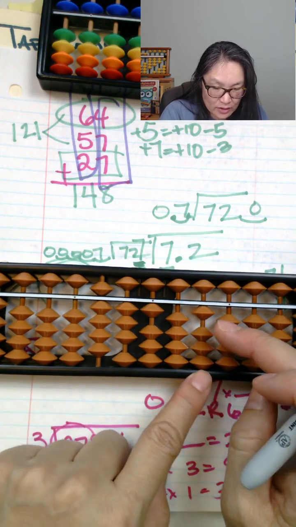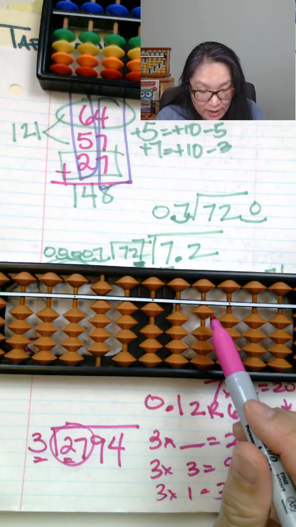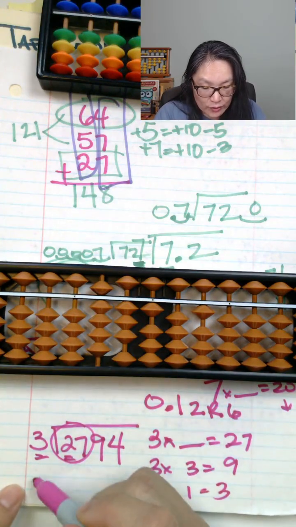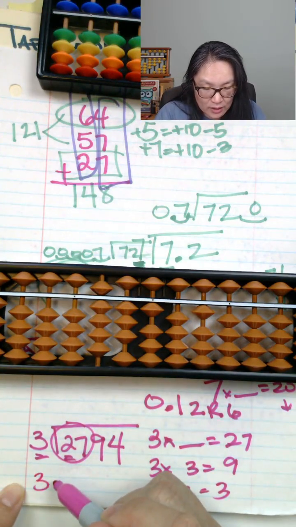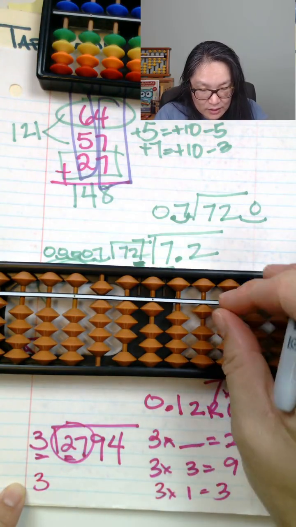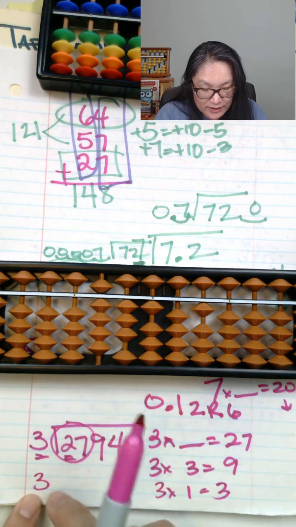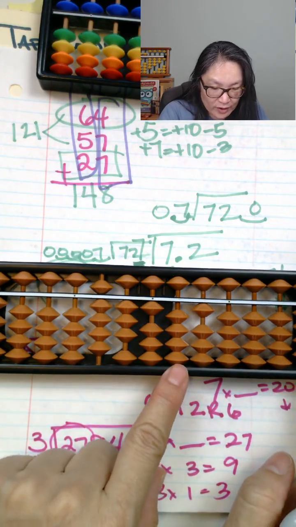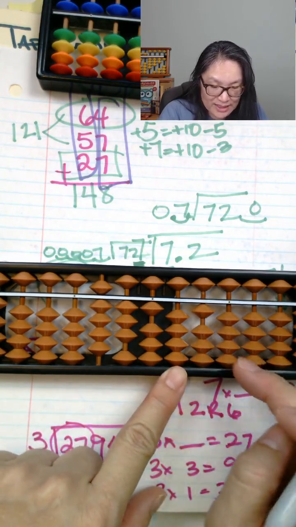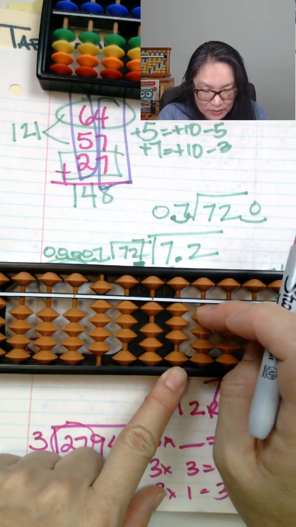So again, now, do I still have any more? Yeah, I still have more. So what do? 3, who is bigger? The dividend or the divisor? The divisor is bigger. So I put my finger here. 3 times what is equal to 10 or less? 3 times 3 is equal to 9.